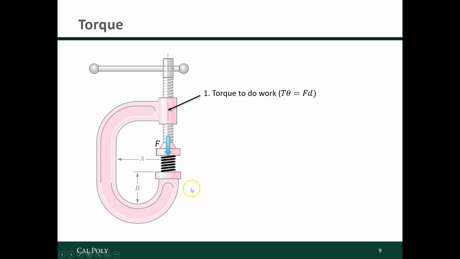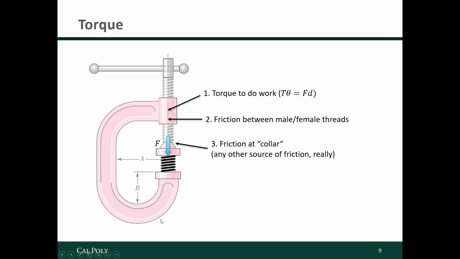So there are 3 components of the torque that we need to apply. There's a certain amount of torque that we're going to need in order to do the work of compressing the spring. The torque times the displacement. In this case, that component of the torque times the angular displacement is equal to this force multiplied by the displacement or the compression of the spring. We're going to have to apply more torque than that because we also have to overcome friction. So there's the torque to do the work, but there's also friction between male and female threads that we have to overcome. And finally, we're going to have the friction at the collar.